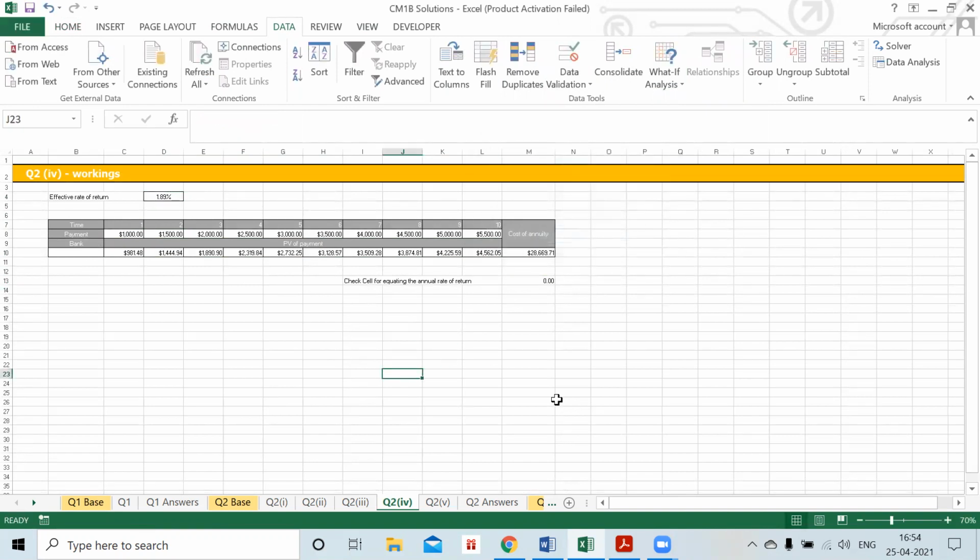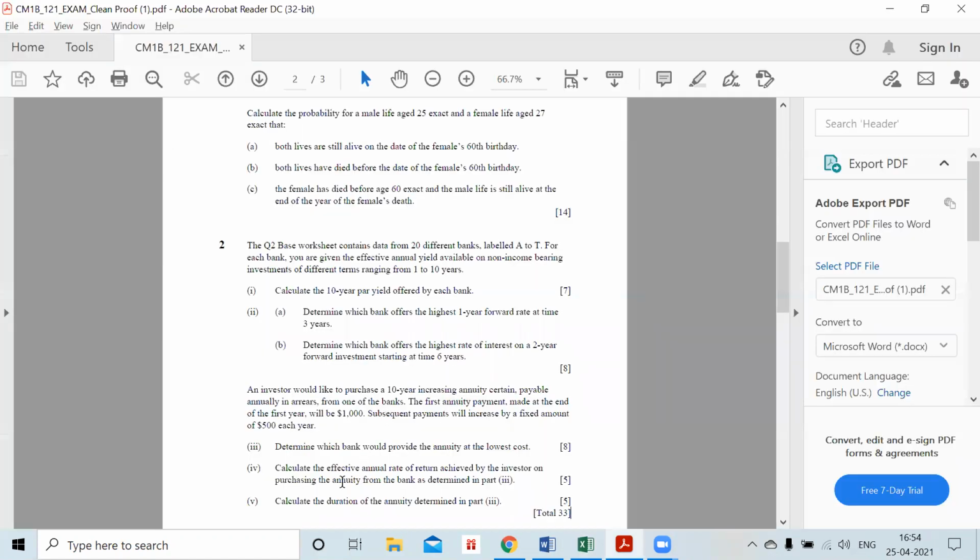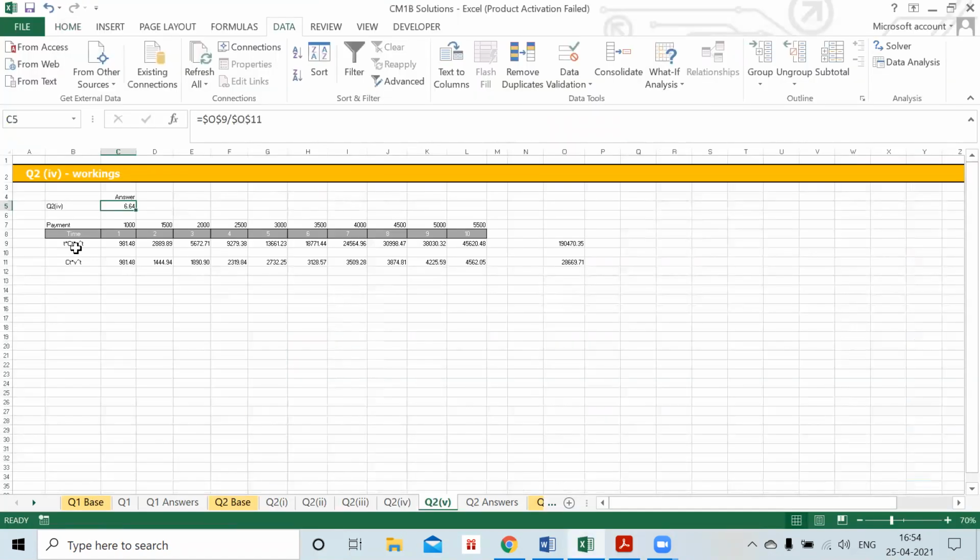Okay, so this should be 1.89%. And then the last part is to calculate the duration of the annuity. It's very simple. The duration formula is the sum of t times C_t times v^t, divided by the sum of C_t times v^t, which is the present value. So first you calculate t into C_t into v^t, where v is (1 + i) to the power minus of time.